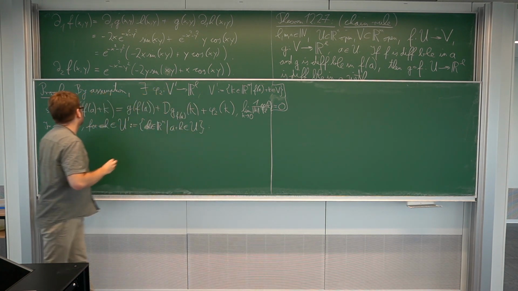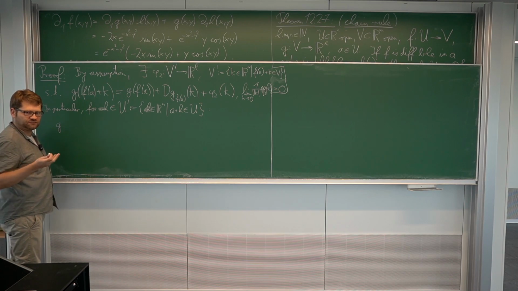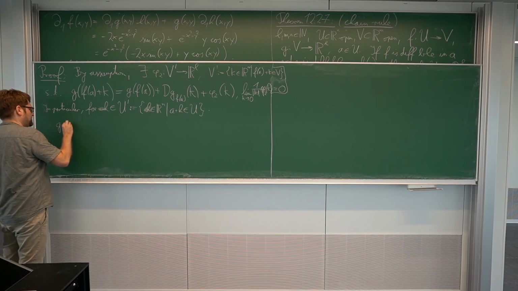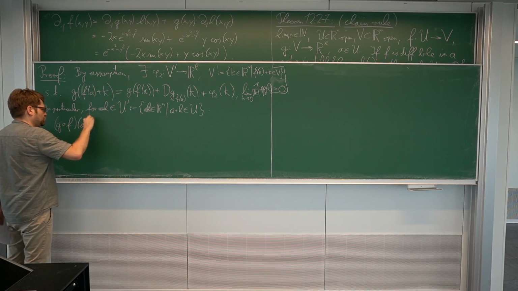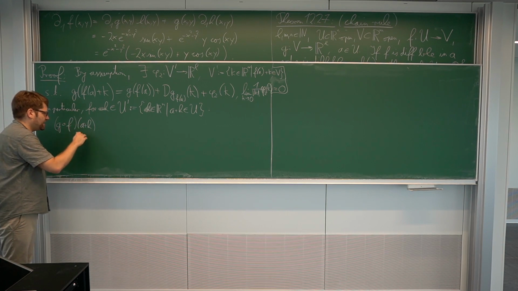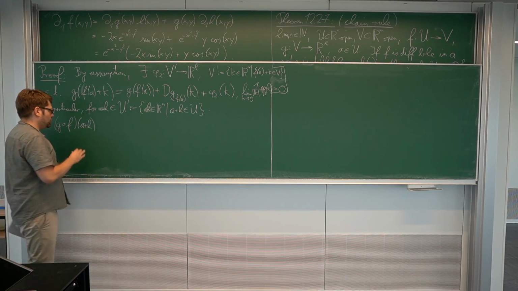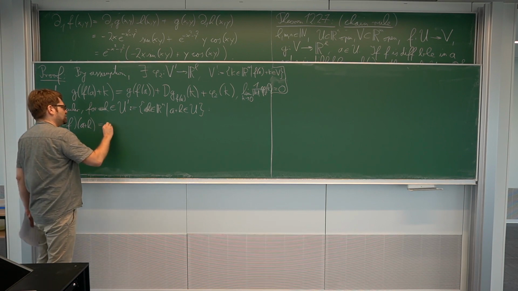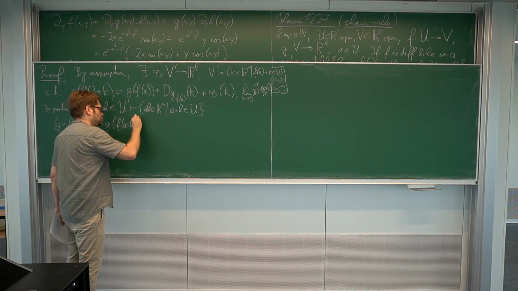So what do we get? Namely, we can study the left-hand side of the equation we need for the differentiability of the composition, namely G composed with F of A plus H. To show differentiability, this must be G composed with F of A plus a differential plus something. So this is the form we want. And we know that this is just G of F of A plus H.